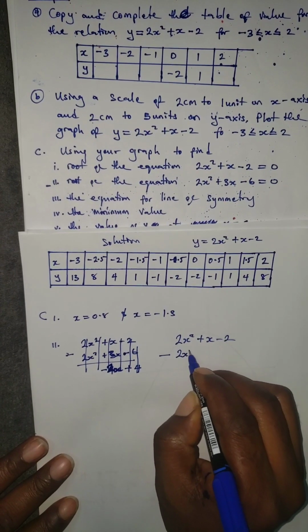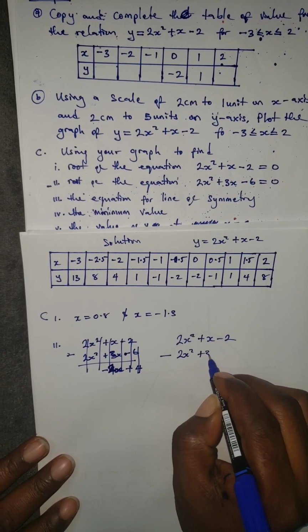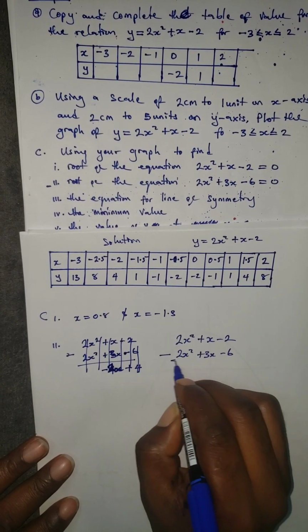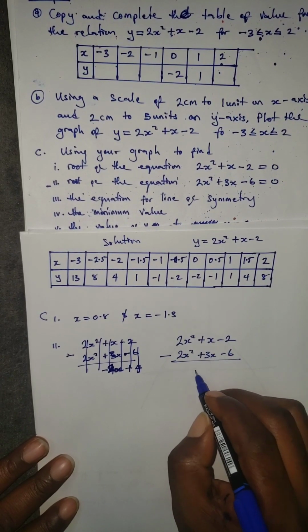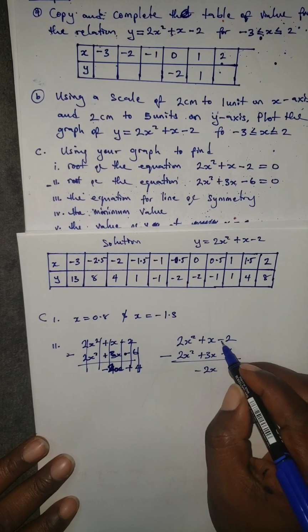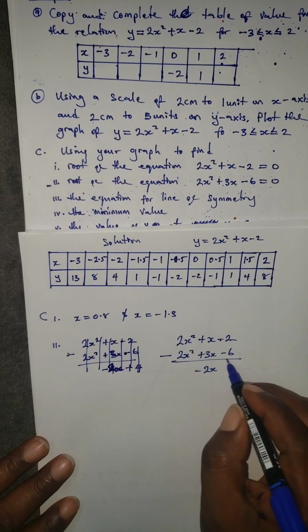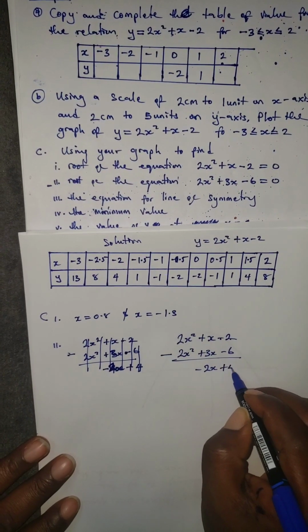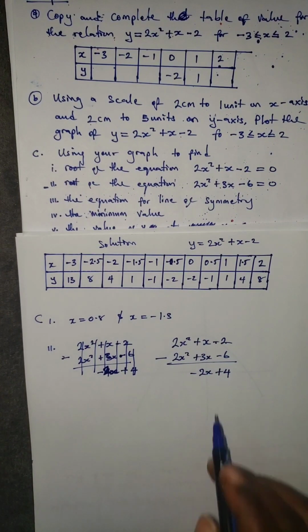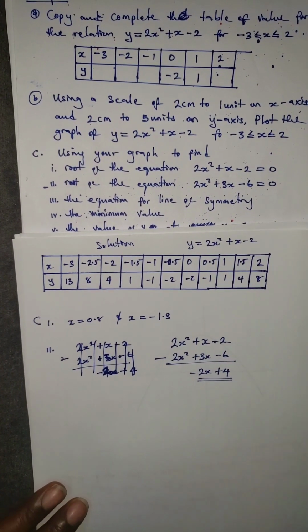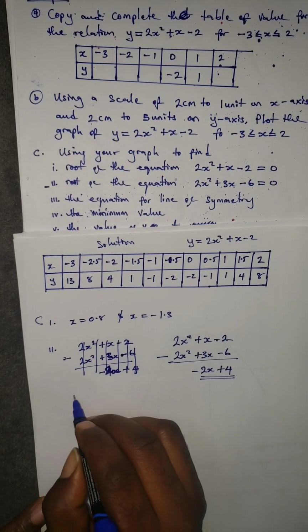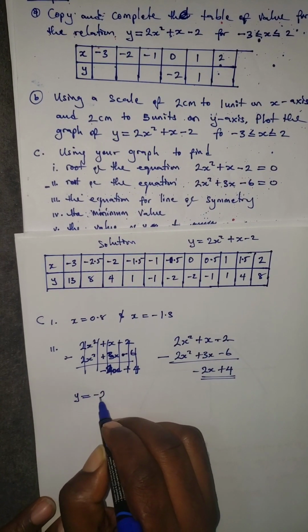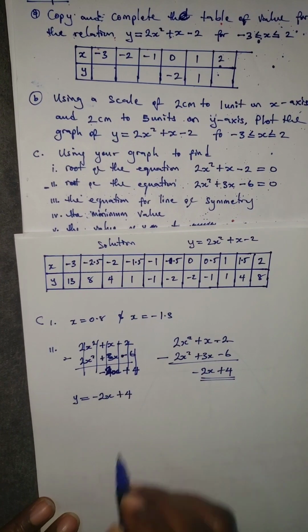That's 2x squared plus 3x minus 6. So when you subtract, x minus 3x will give you minus 2x, minus 2 minus minus 6 will give you plus 4. So this is the resulting linear expression. This is what we are going to plot. We are going to plot y equals minus 2x plus 4.